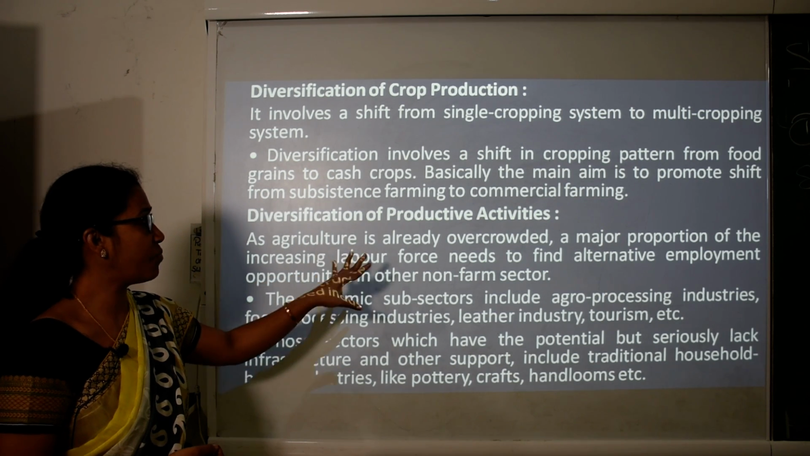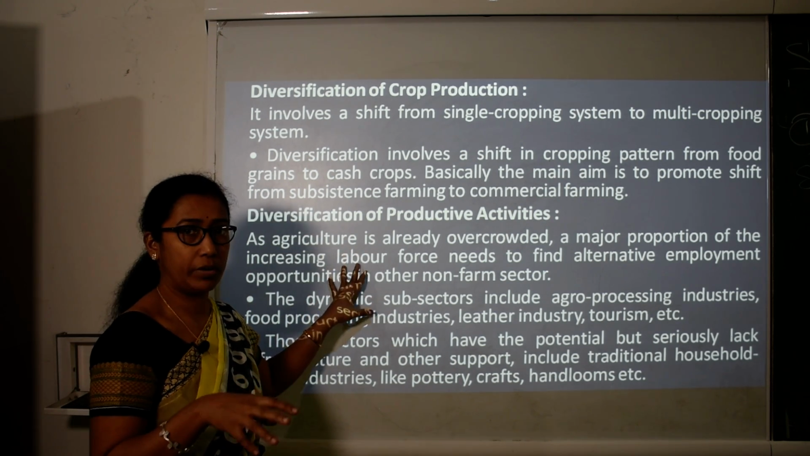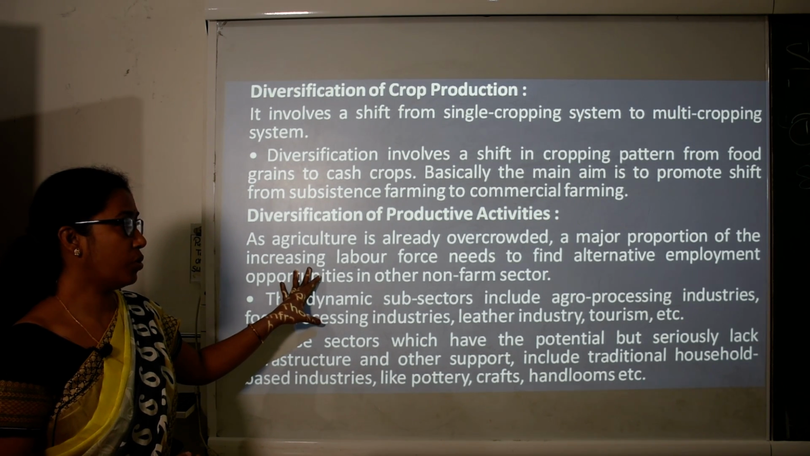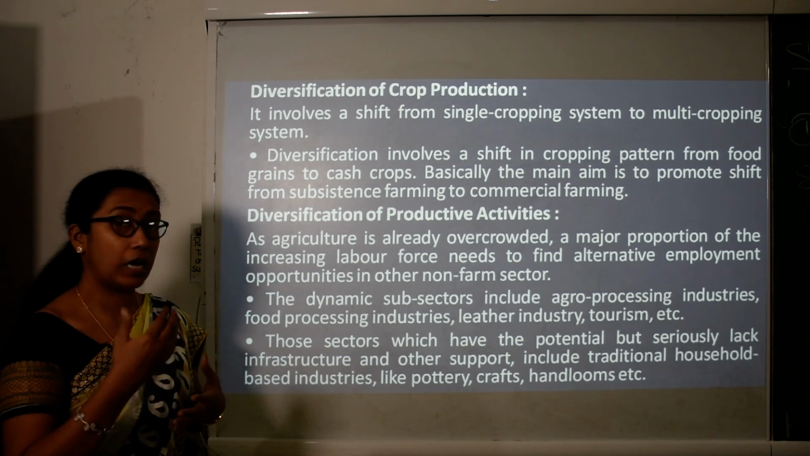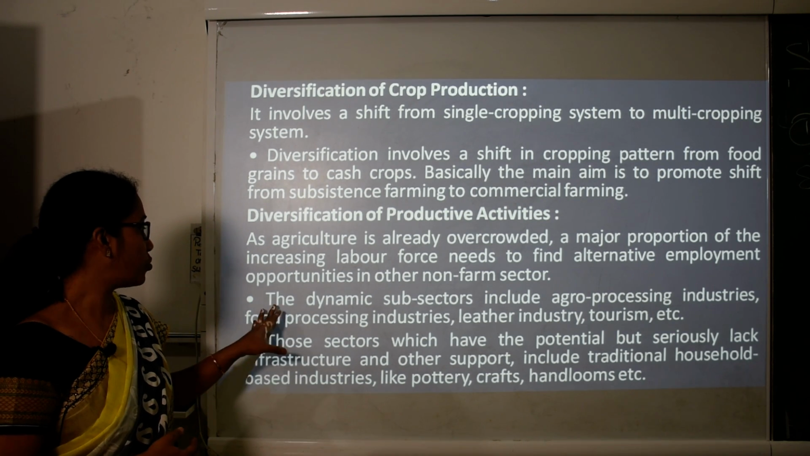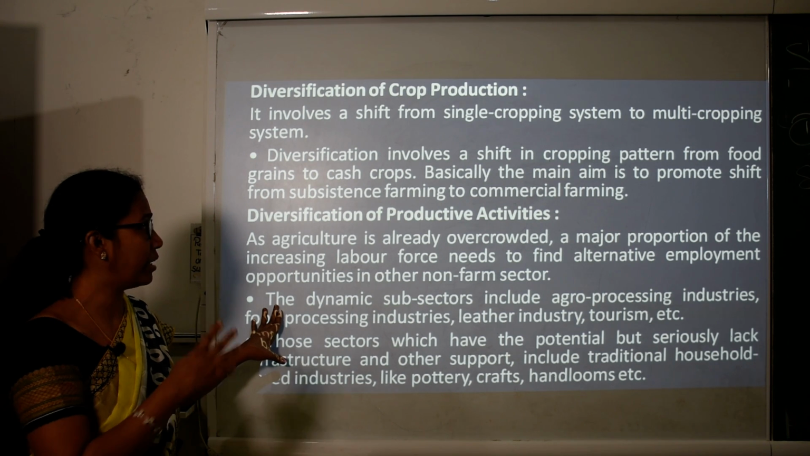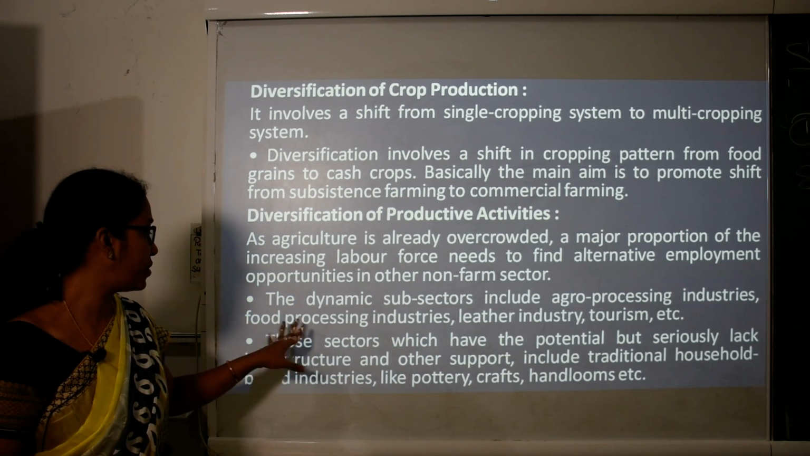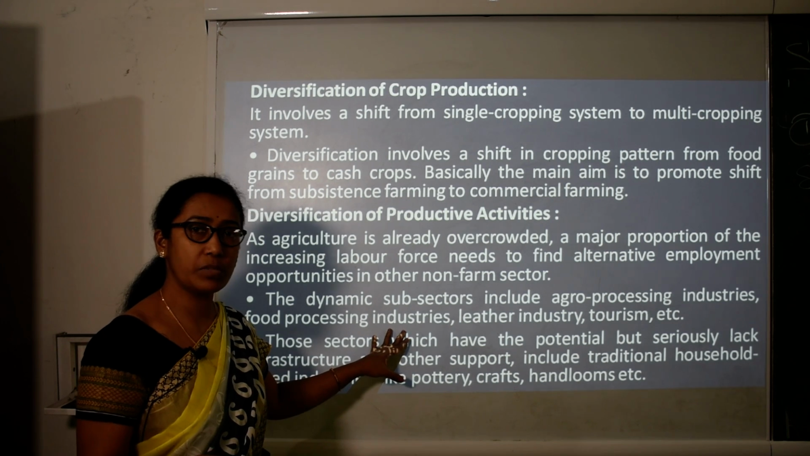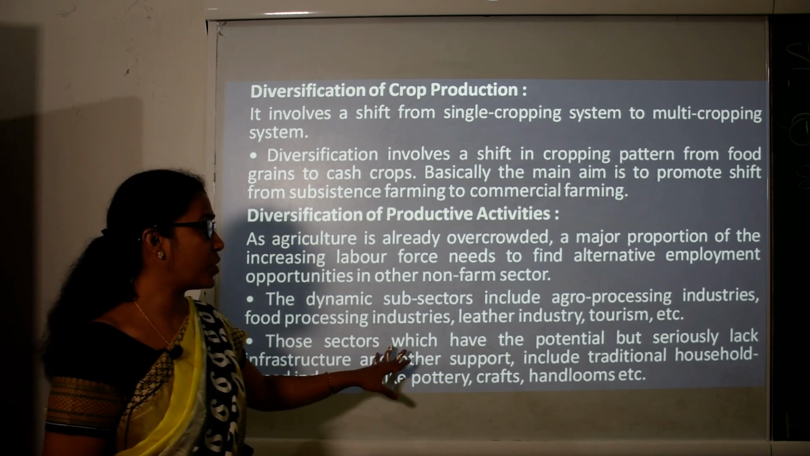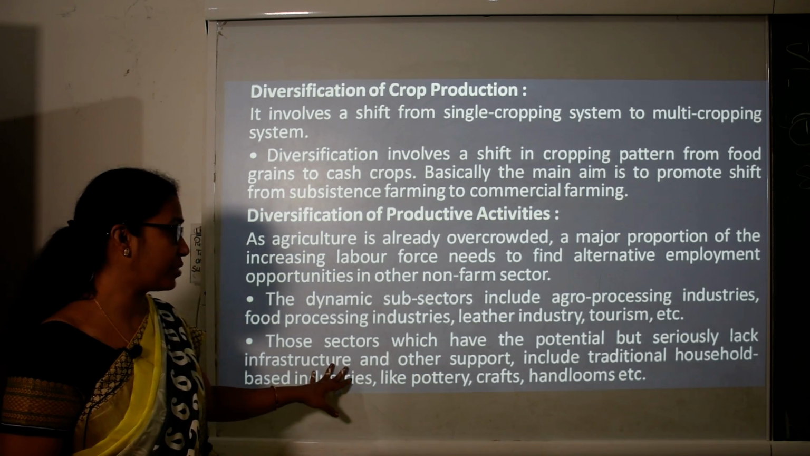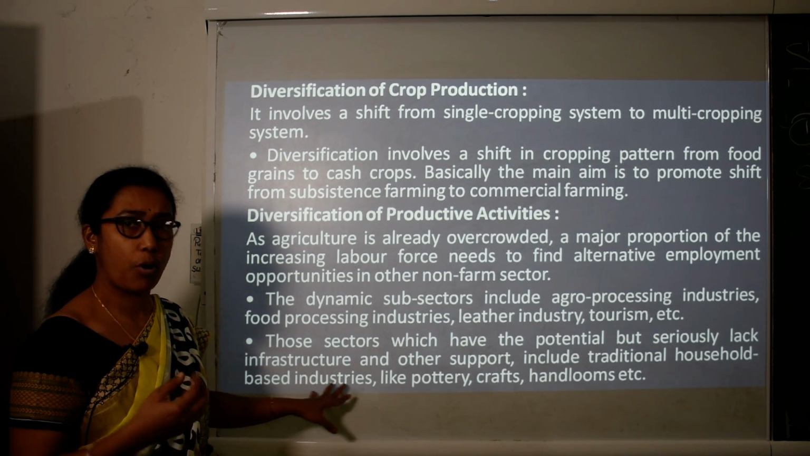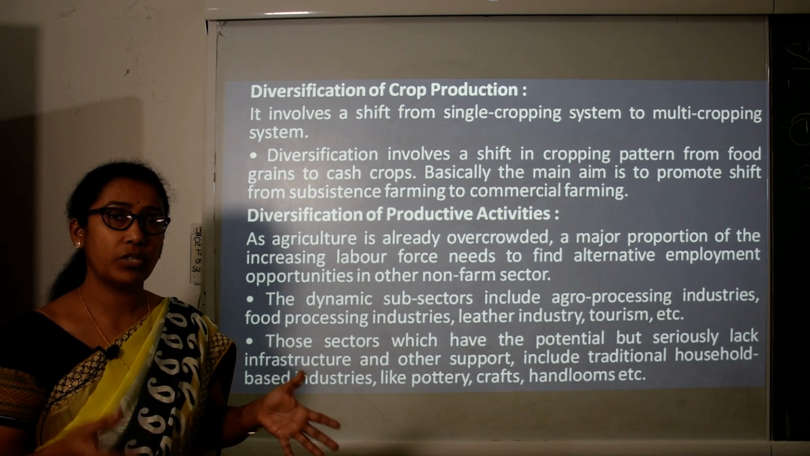Now when we say diversification of productive activities, agriculture is already overcrowded, as we all know. A major proportion of our country's population still depends on agriculture. So we want a good labor force for employment other than farming. To increase opportunities in non-farming sectors, this diversification of productive activities is required. The dynamic subsectors include agro-processing industries, food processing industries, leather industries and tourism industries, which require much labor force. Sectors that have potential but seriously lack infrastructure and other support include traditional household-based industries like small cottage industries, pottery, handloom and handicraft industries, which require much attention.